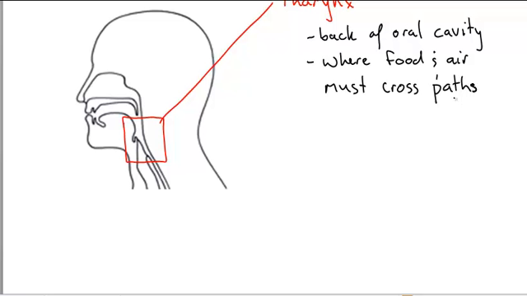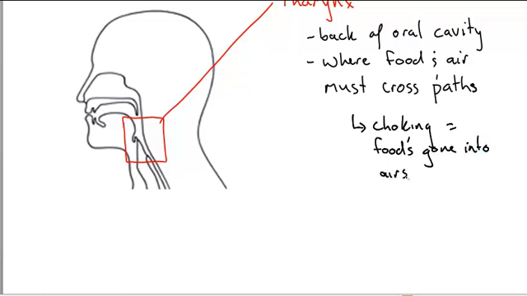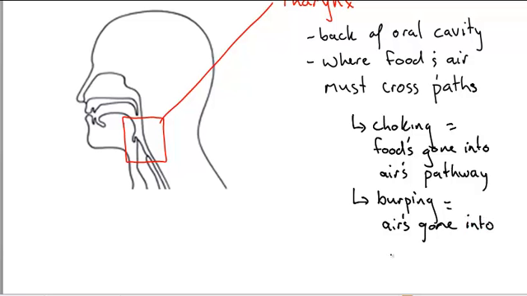Because when they don't cross appropriately, we either get choking, which equals food's gone into the air path, or we get burping, which is air's gone into food's pathway. Now there's other reasons for burping as well, but this is one of them.